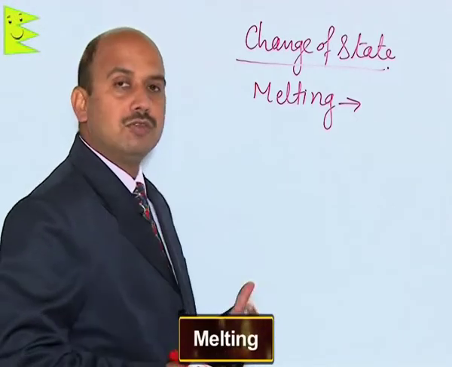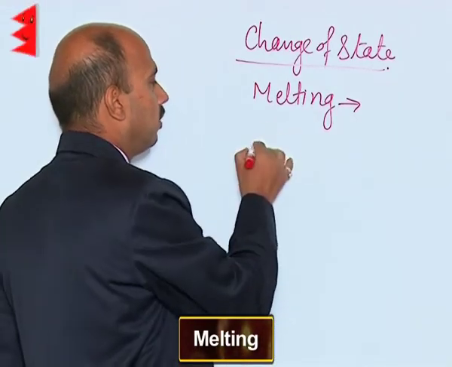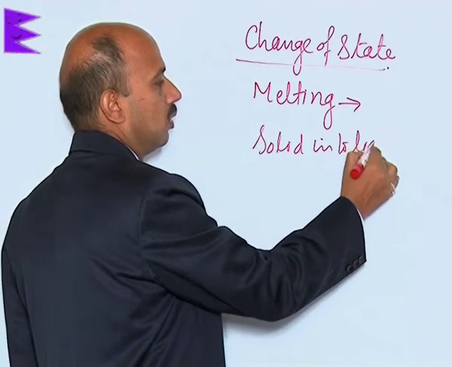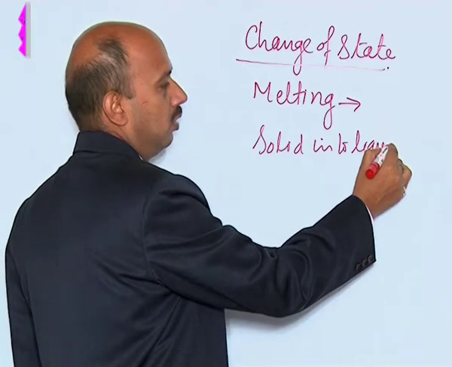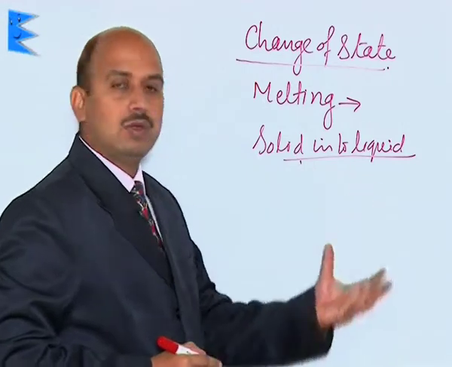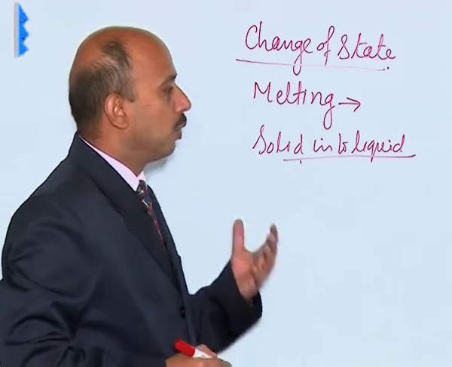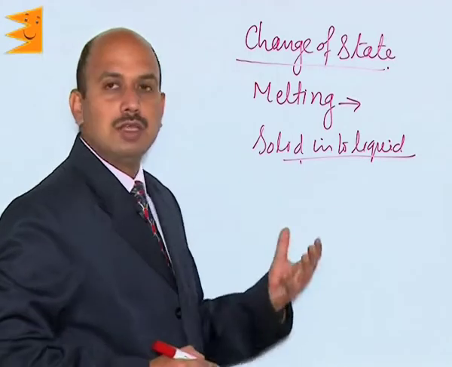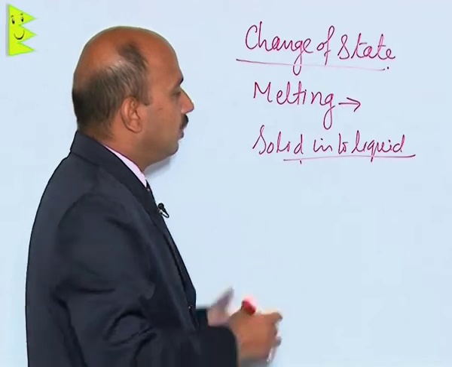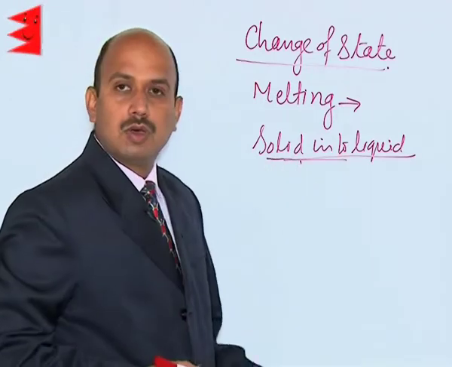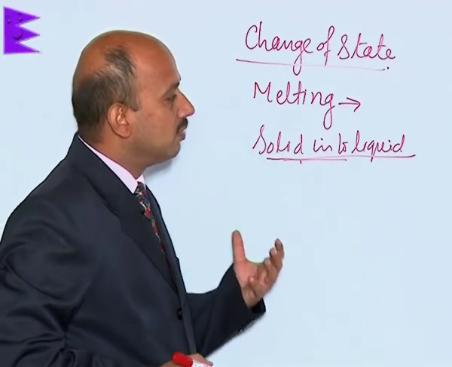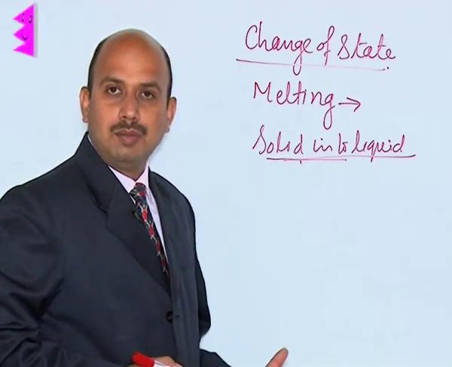Now see the melting. What is melting? The process of changing solid into liquid is known as melting, and the process of changing liquid into solid is known as fusion. And see here, both the states, solid and liquid, occur at a certain temperature, or you can say both the states coexist in thermal equilibrium.